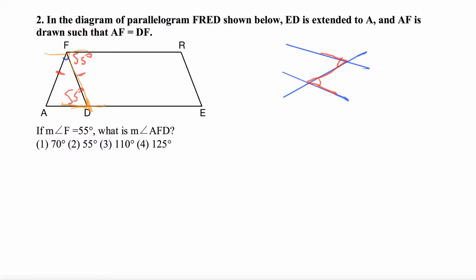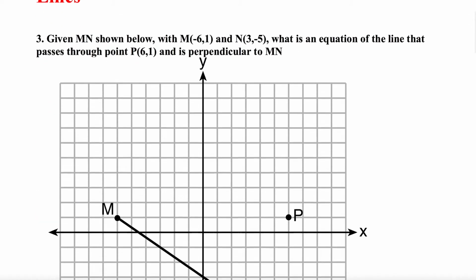Now, in an isosceles triangle, with two equal sides, the base angles are equal. It's called the base angle theorem. And if those two angles are equal, 55 plus 55 is 110, so the final angle is equal to 70. Okay, so you have to put together a few different things that you know there. All right, lines.